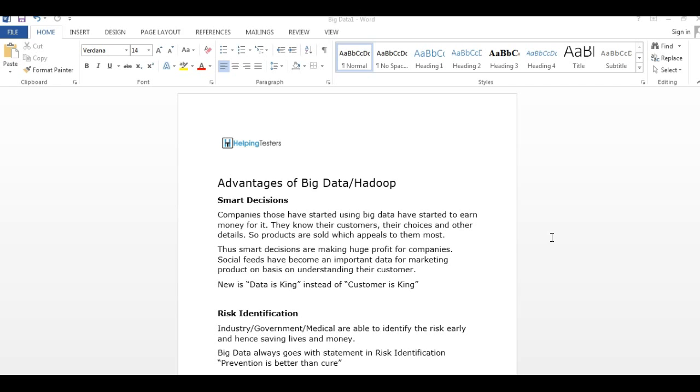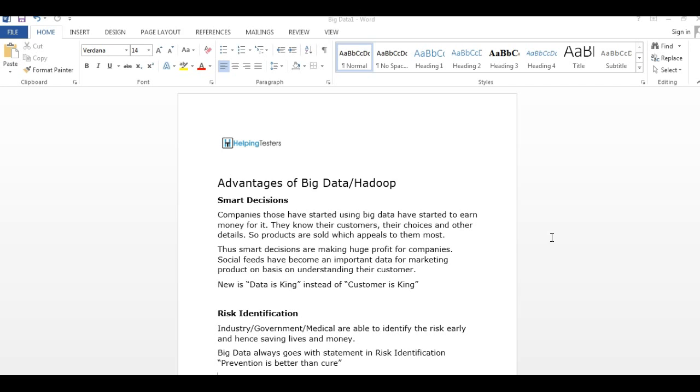First, smart decisions. As we are aware, with the analysis of big data, we are able to make smart decisions. Over a period of time, these decisions return us a huge investment. There is an old proverb saying that the customer is king. With the coming of big data, that is now changing, as data is king.